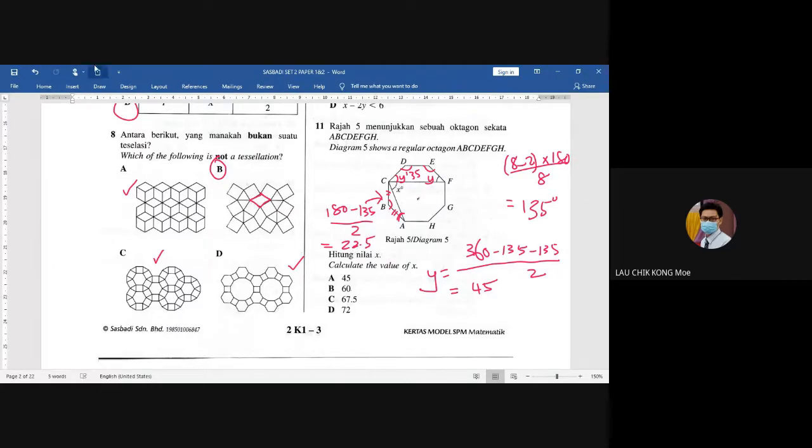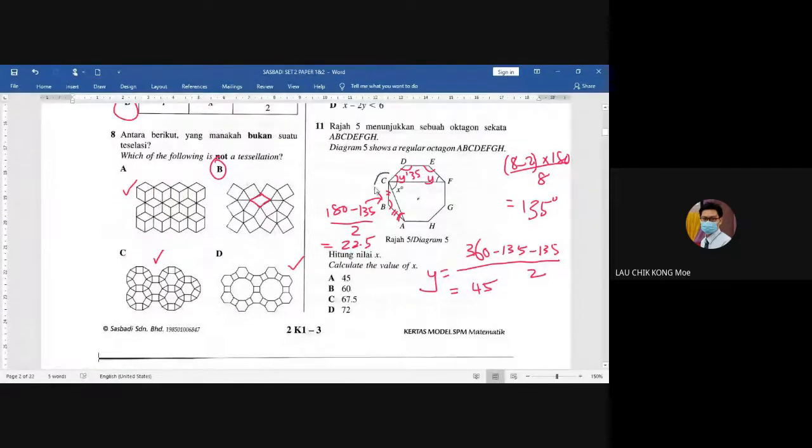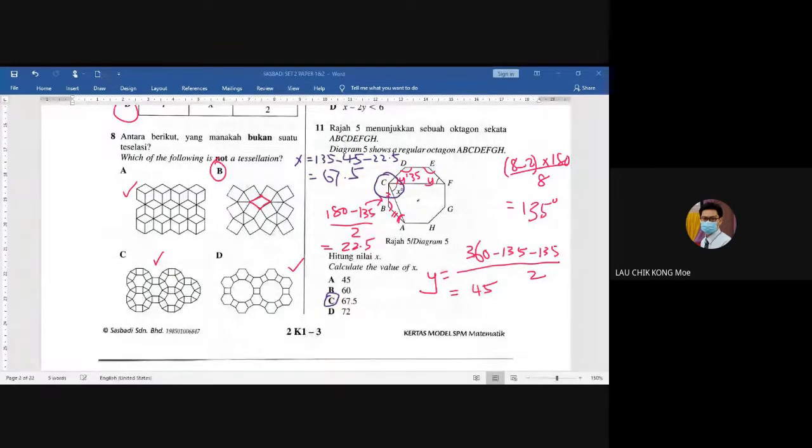22.5. So let's look at this one. This is 135 all together, so 135 minus y, where y is 45, minus the 22.5. So you will get the x. So the answer should be C, I think: 67.5. So you try C.